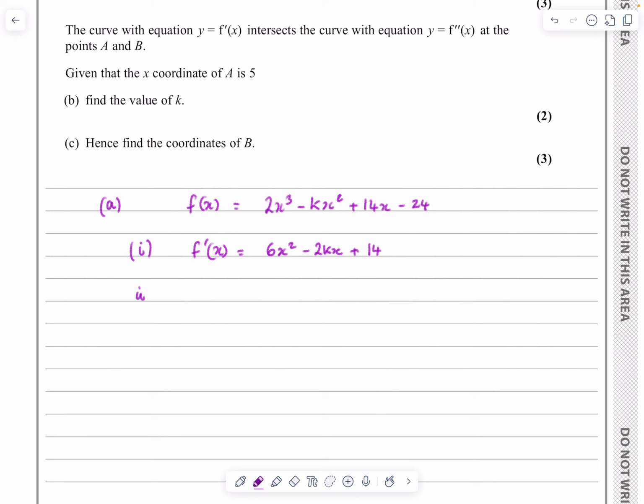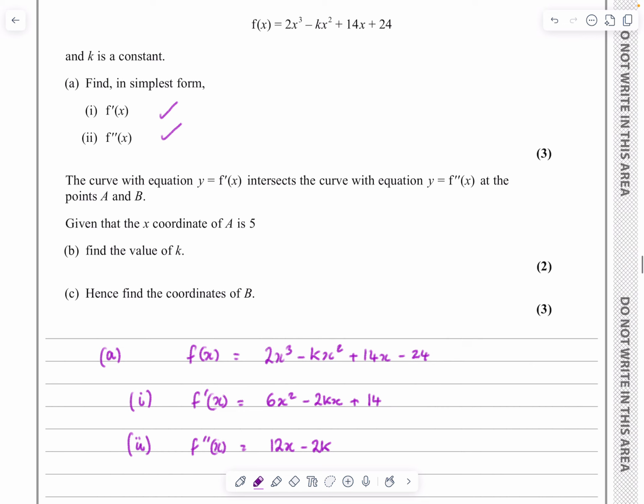Part 2, because that's part 1 done, says f''(x). So again, multiply by the power, take one off the power. I'm going to get 12x. I'm going to get just my 2k with the x there, and the 14 will disappear. So absolutely no problem, f'(x) and f''(x) completed.